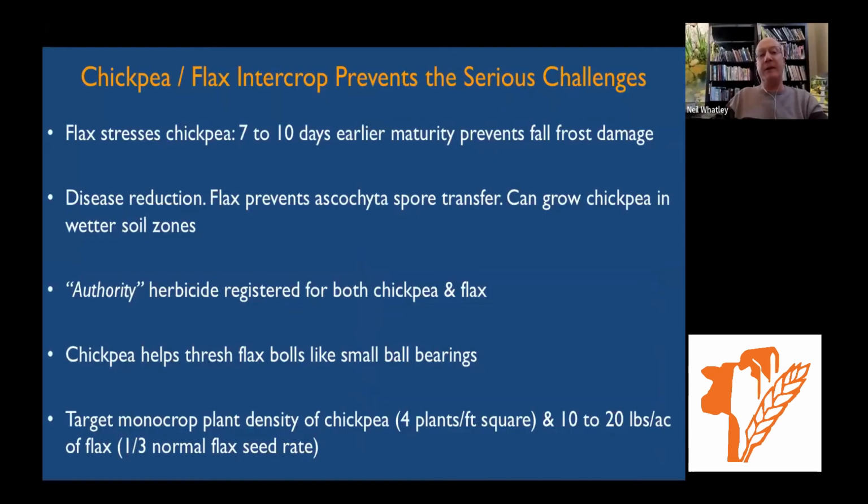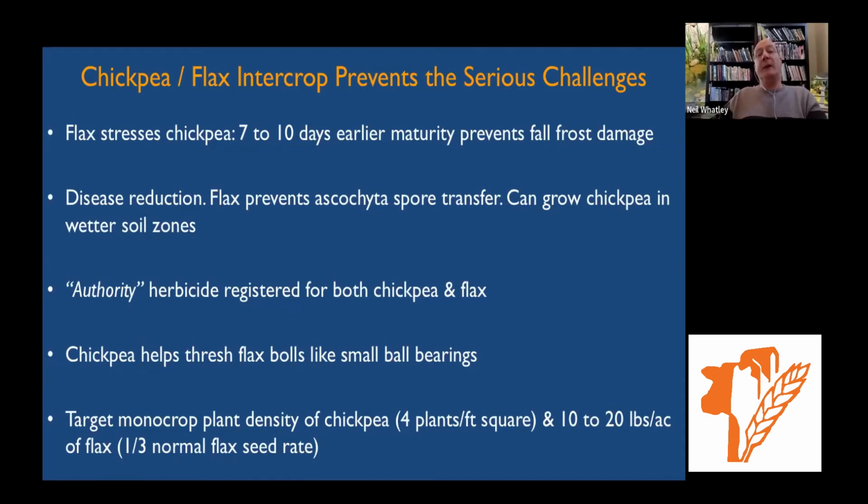And what they're finding is that it prevents some of the challenges that I was just talking about. So the flax actually stresses the chickpea. So you get 7 to 10 days earlier maturity, which prevents fall frost damage to the chickpea. You get disease reduction. The flax actually prevents ascochyta spore transfer. So the spores cannot transfer all through the field. And so you may get a little bit of disease, but it's not ever at epidemic proportions. And apparently they've never had to spray for disease. So that means we can grow chickpea in wetter soil zones.